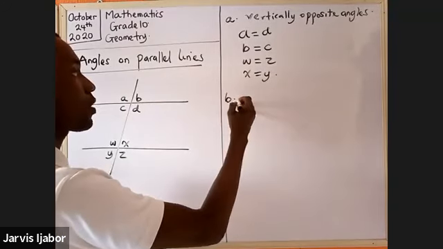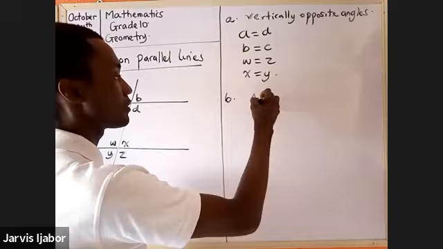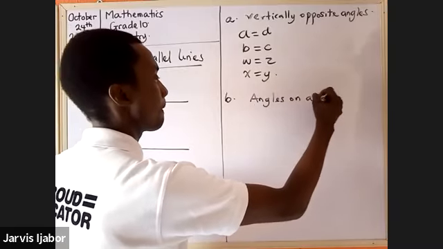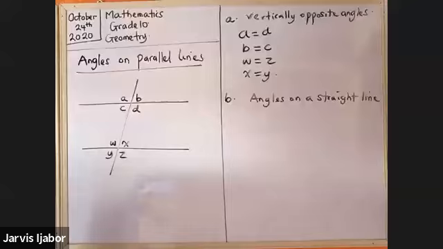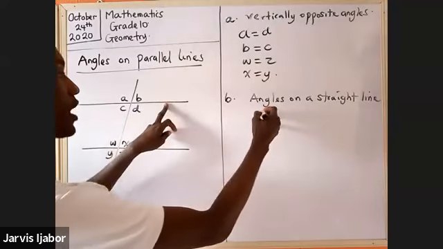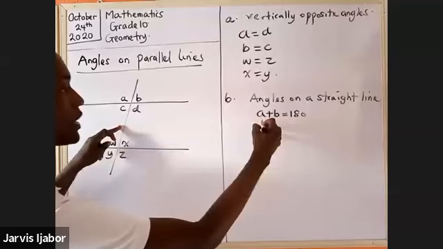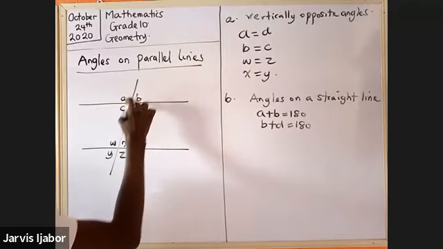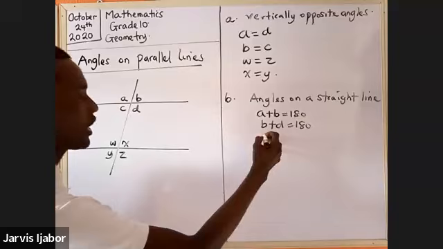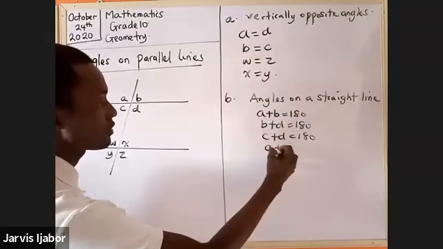The next thing we look at is what is called adjacent angles on a straight line. You've done some of these things before, just to help you remember. Angles on a straight line. Now this is a straight line, so you have A plus B equal to 180. You have B plus D equal to 180. A plus B, straight line. B plus D, straight line, C plus D, straight line. You also have A plus C, straight line.